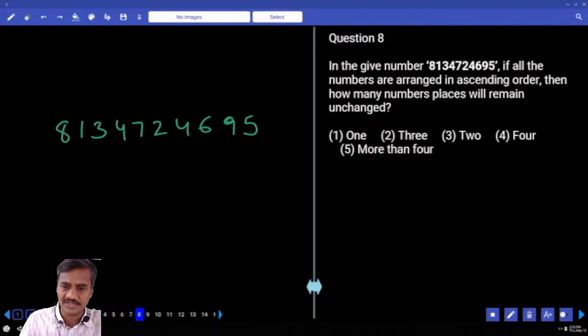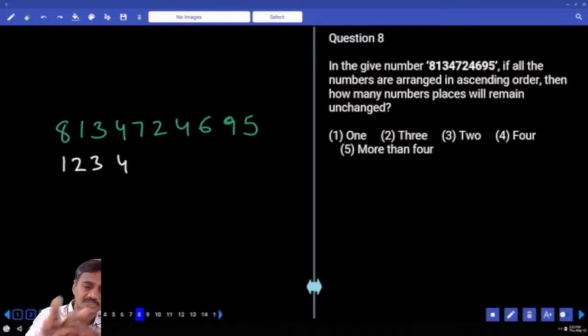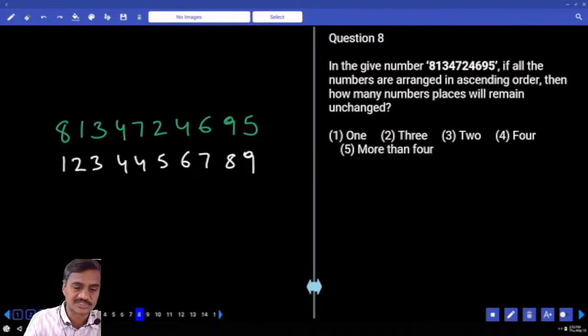Then all the digits are arranged in the ascending order. As all the digits are arranged in the ascending order, this is 1, 2, 3, 4 and 5, and any other digit that is repeated, 4 is repeated once. Now 4, and this is 5, 6, 7, 8 and 9. Then among these, tell me what are the digits that are repeated. 3 repeated, 4 repeated, and there are 2 digits that are repeated twice, that is choice 3, question number 8.